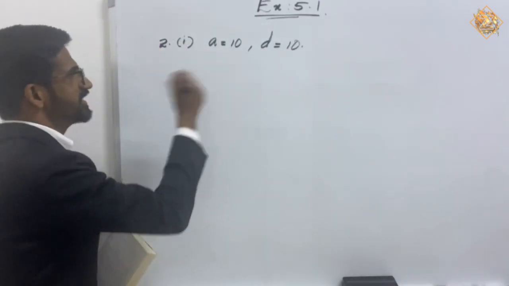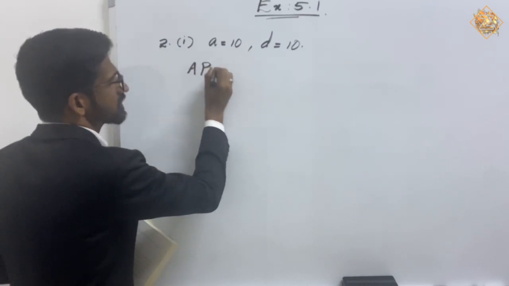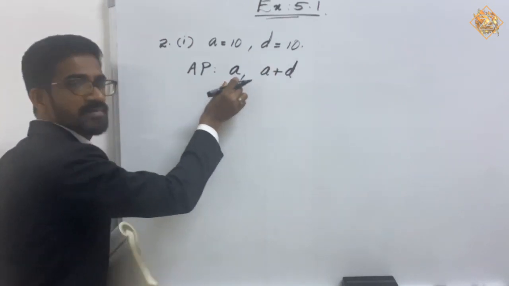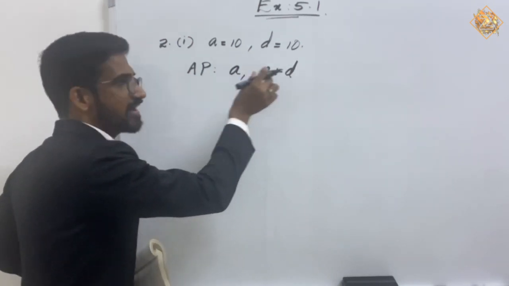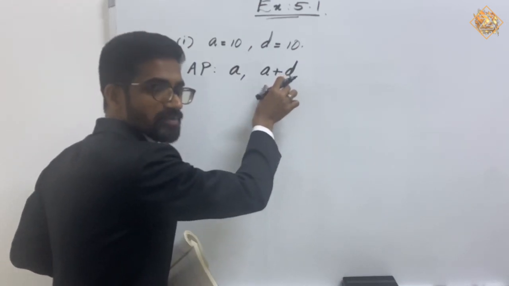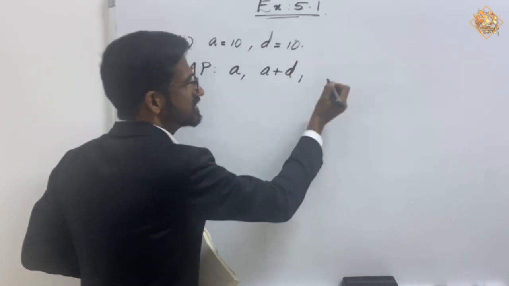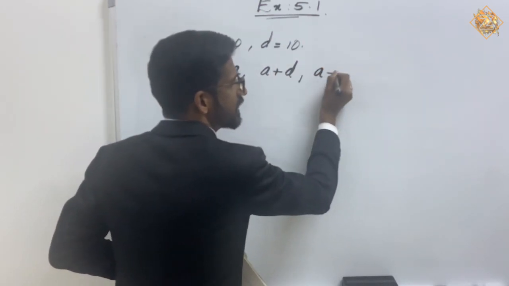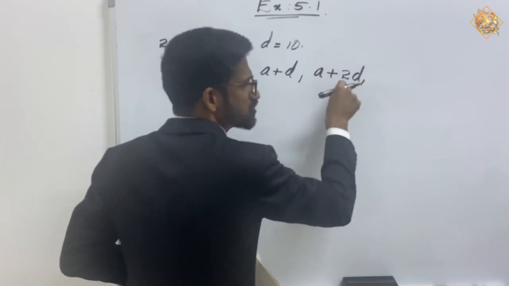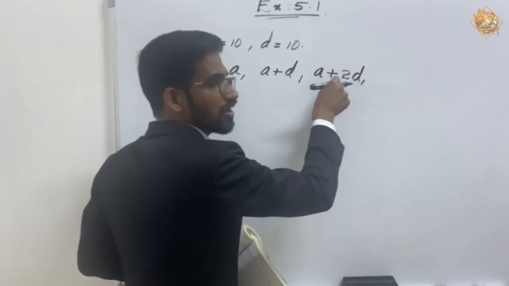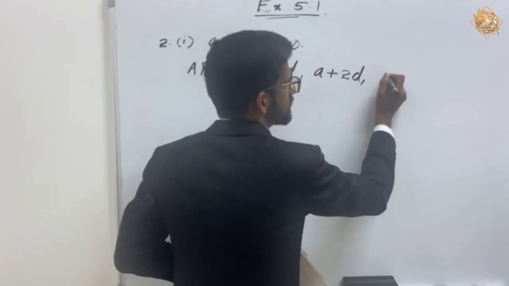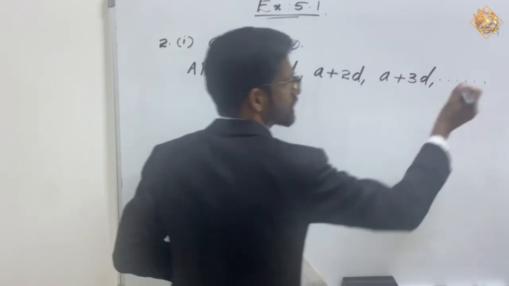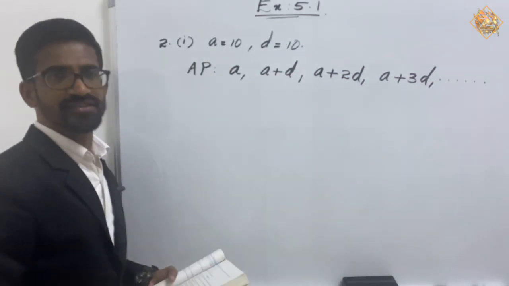So we know that for any arithmetic progression, the general form is what? A, A plus D, isn't it? First term will be A, and to get the second term we will add the common difference along with the first term. To get the third term along with the second term we will add common difference. So A plus D will be A plus 2D, A plus D plus D. To get the fourth term along with the third term we will add 1D. So it will be A plus 2D plus D, that is A plus 3D and so on.